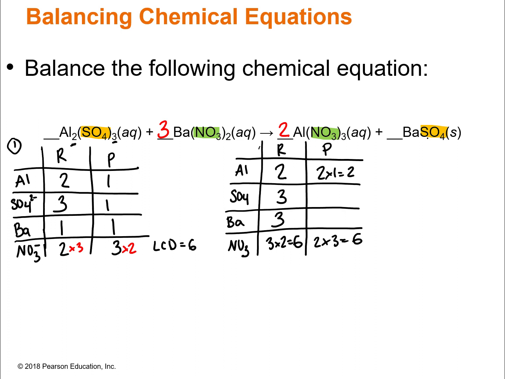We haven't changed the barium or the sulfate on the product side. So there's 1 and 1. So right now, we have our aluminum balanced and our nitrates balanced. But the sulfates, not so much. Barium, not so much. Luckily, we have the same situation, a 3 and a 1. So our lowest common denominator is going to be 3.